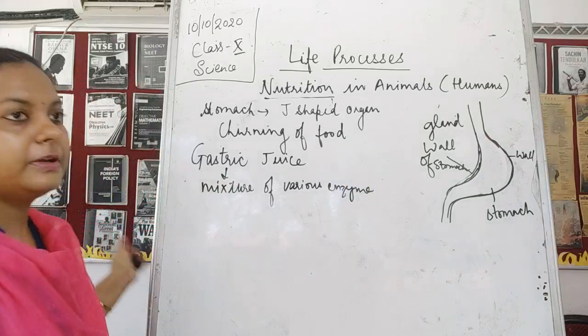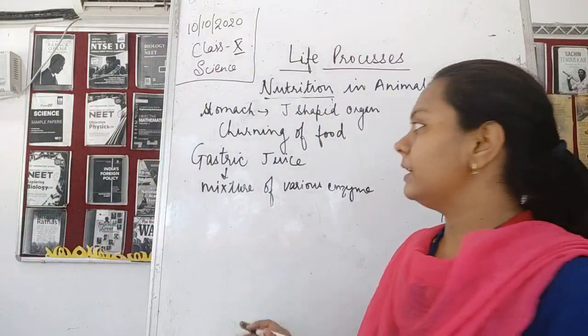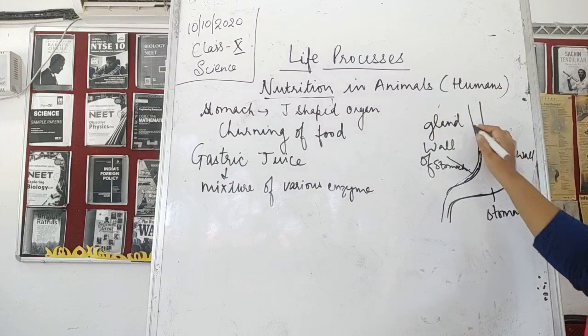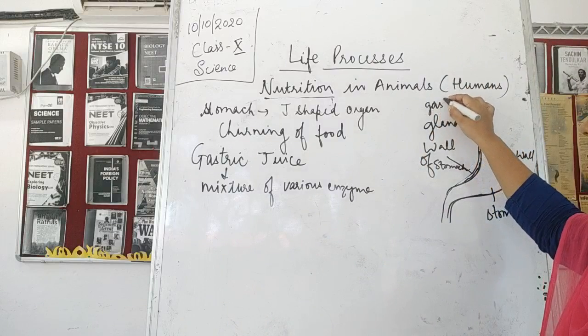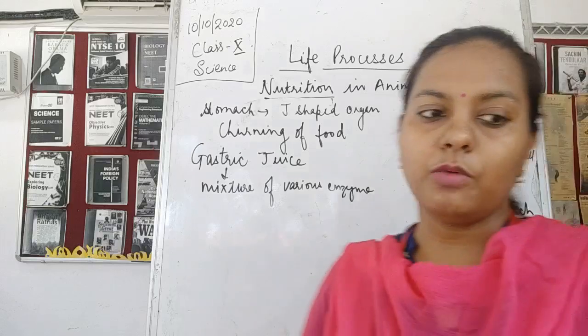Okay, it is a mixture of various enzymes because it contains a mixture of various juices. That is why it is said to be gastric juice. Here, which type of gland is present? Gastric gland is present. Gastric gland is present in the walls of the stomach.